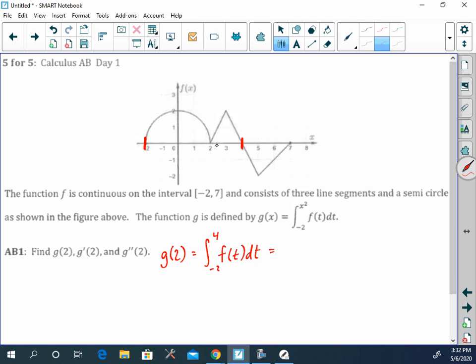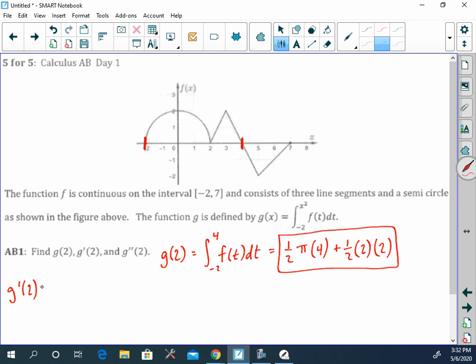So this is a half of a circle, and we got 1/2 pi r squared, and our r is 2, so 2 squared would be 4. And then from here to here we have a triangle, so that'd be plus 1/2, and my base is 2, and my height is 2. I would circle that for my answer and move on, because you got to conserve your time here.